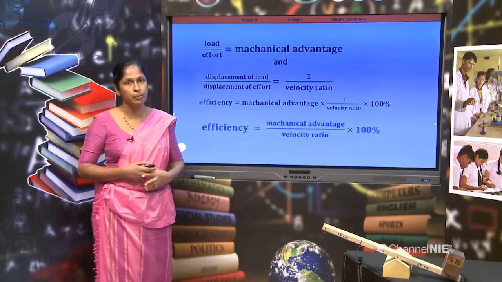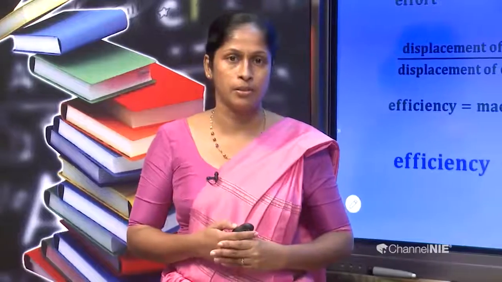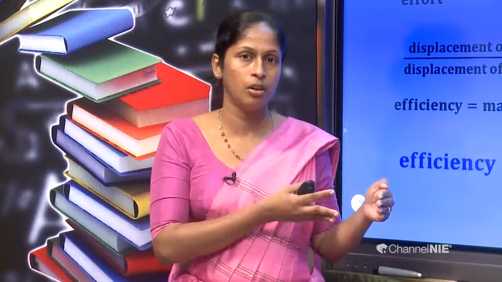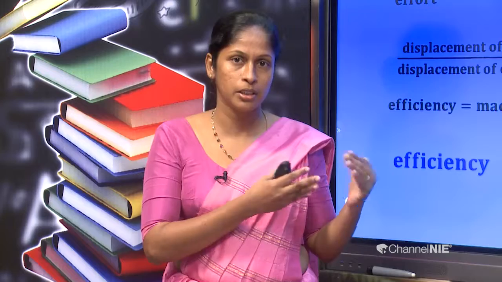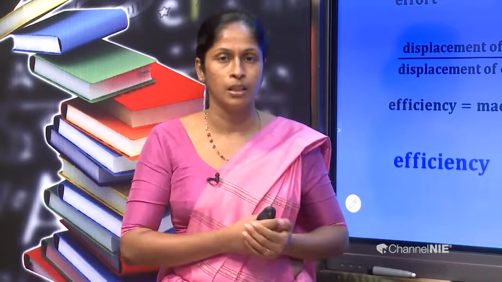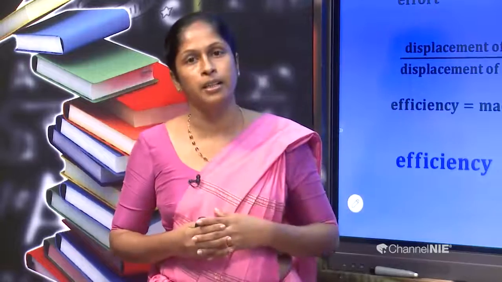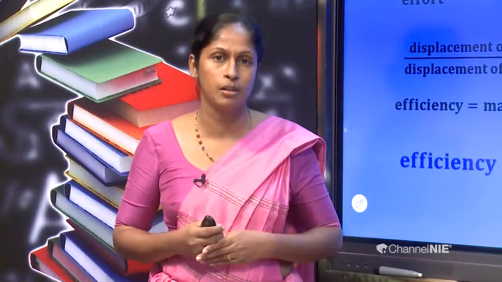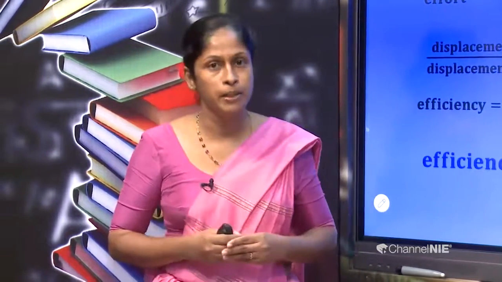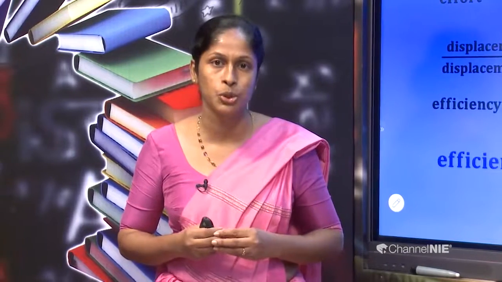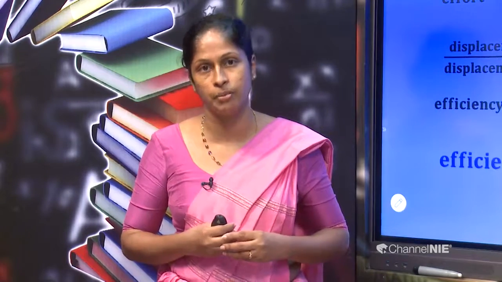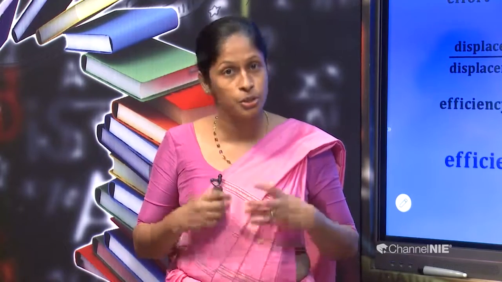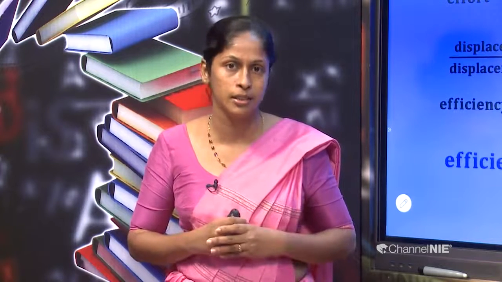Now, I think you can remember two equations. One, efficiency can be calculated in the way of work output divided by work input into 100. In another way, efficiency can be calculated by mechanical advantage divided by velocity ratio into 100. So, children, remember the both equations can be used to calculate efficiency of the machine, but you should decide which one should be used according to the given details.